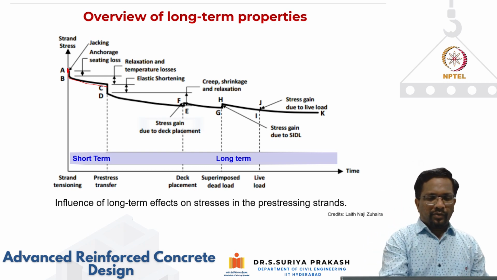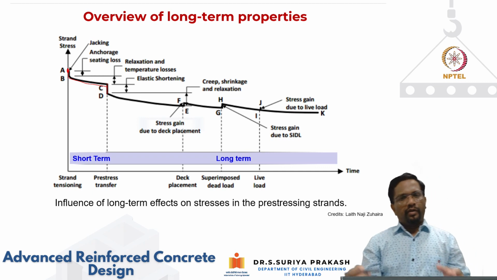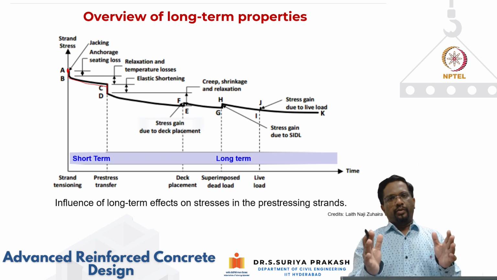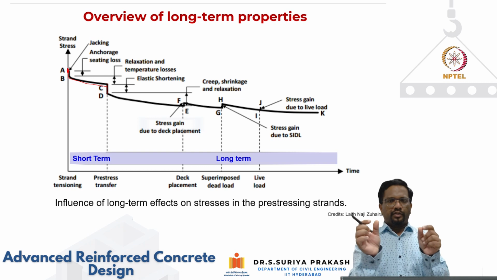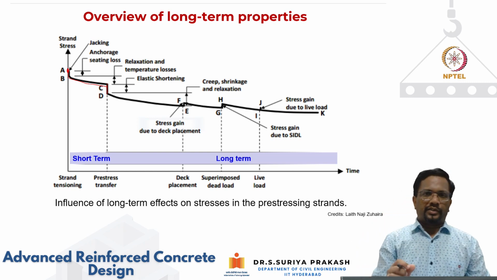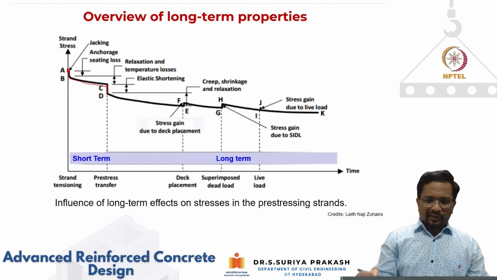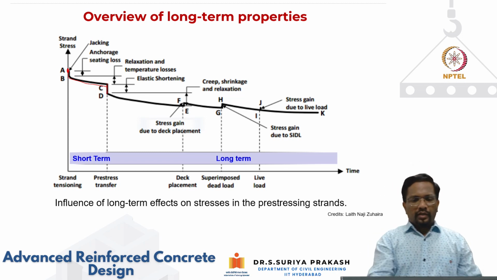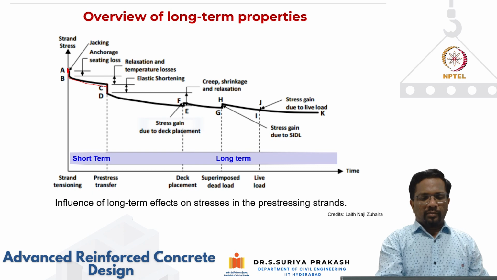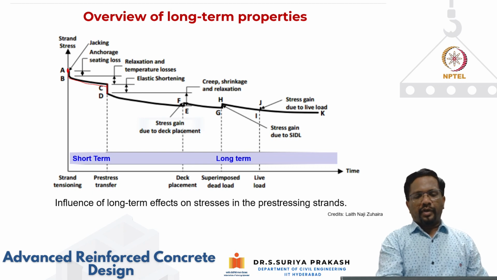But when you transfer the stress to the concrete, the concrete is also undergoing deformation. Because of the deformation, there will be a small reduction in the strain that you're locking in the pre-stressing steel. Also, there will be a loss called elastic shortening. But then again, because of long-term effects like creep and relaxation, the stress will slowly start degrading.